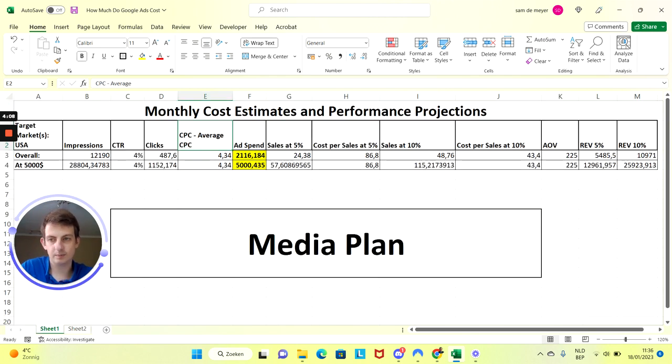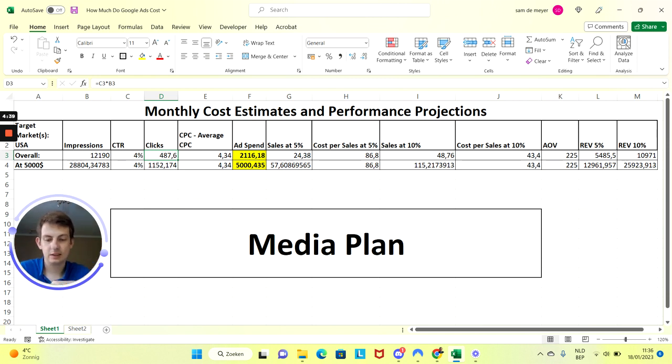I calculated this as a random example. Let's say you have an average cost per click of 4.34, which gives you an ad spend of 2,116.18. So for roughly $2,000, you're going to pay for 487 clicks.